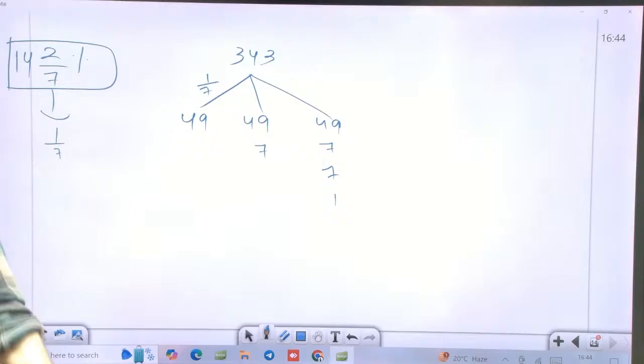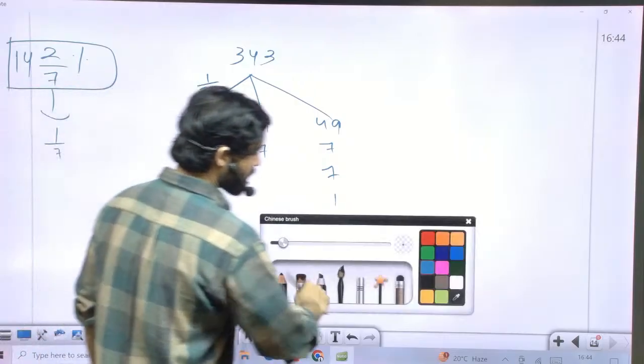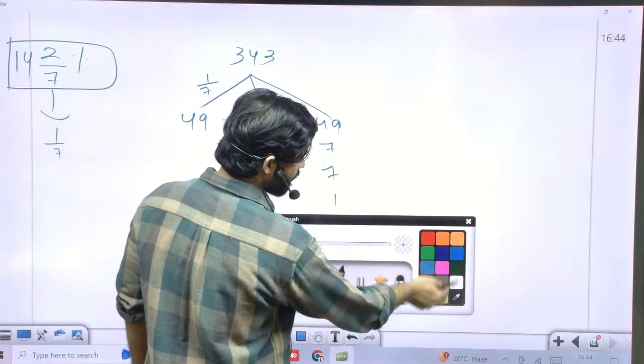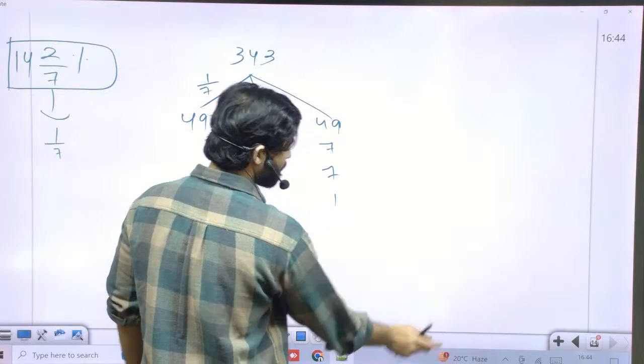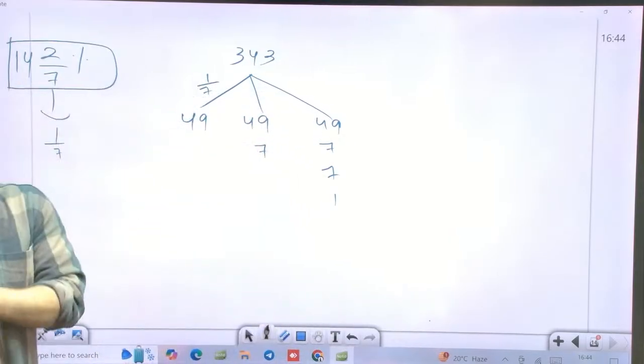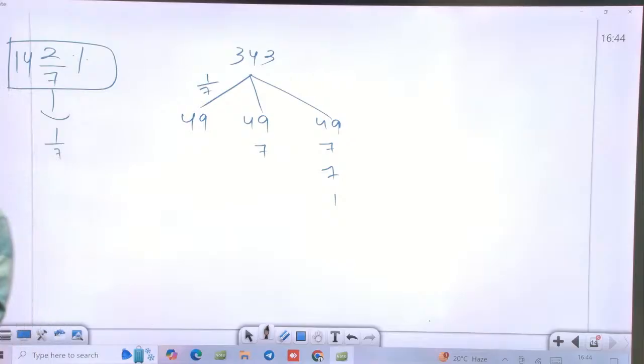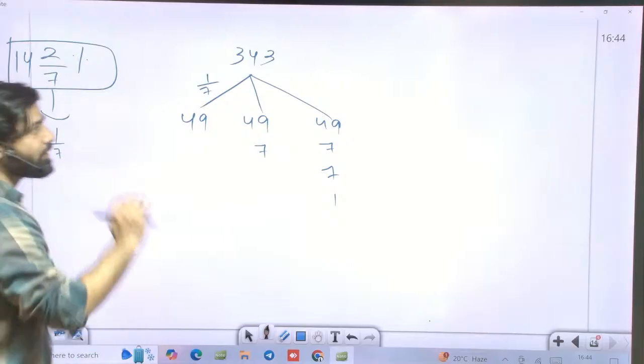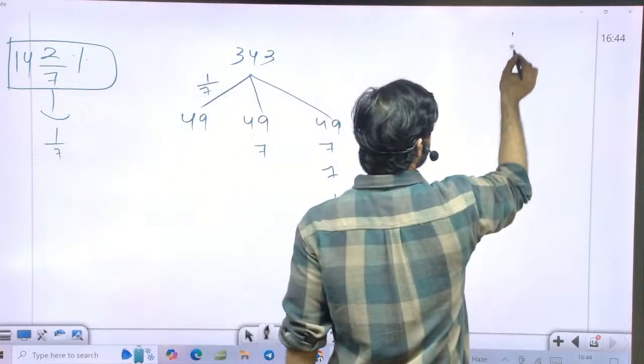Okay. Now let's try to understand what this tree is saying and how we have to read it. The main thing is to read it. How? Okay, look at the board please, everyone. This tree is in a very simple format. This is what?